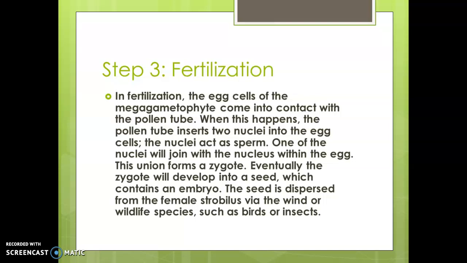Eventually, the zygote will develop into a seed, which contains an embryo. The seed is dispersed from the female strobulus via the wind or wildlife species such as birds or insects.